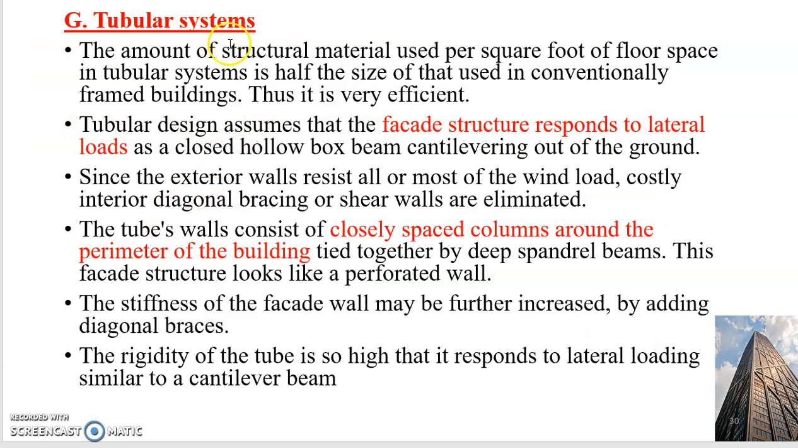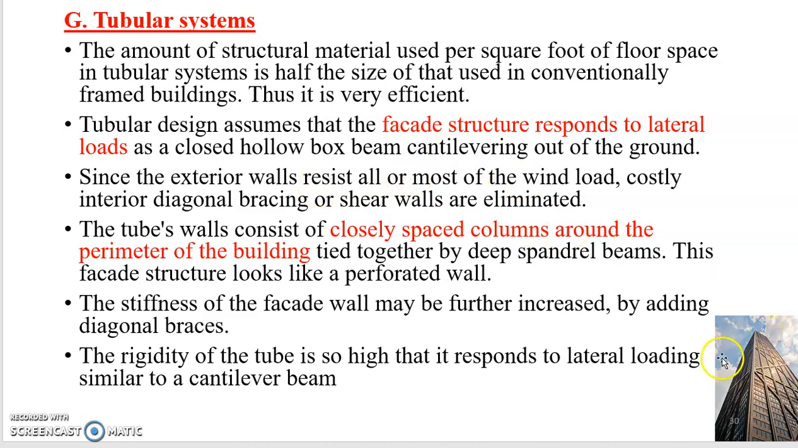Next comes the tubular systems. The amount of structural material used per square foot of floor space in a tubular system is half that used in conventional frame buildings, hence it is very efficient. Next, tubular design assumes that the facade structure responds to lateral loads as a closed hollow box beam cantilevered out of the ground.